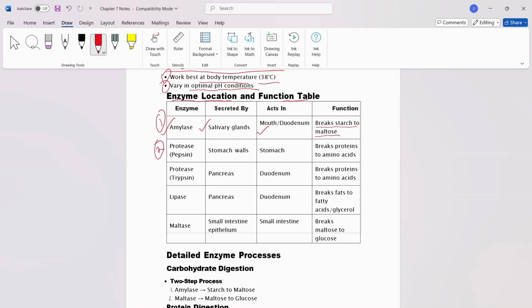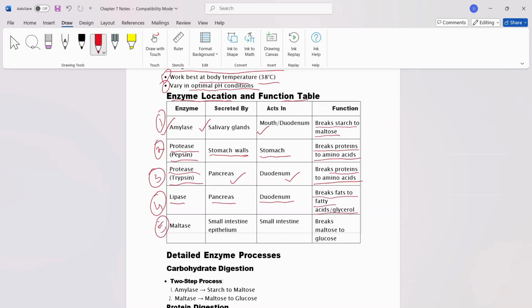Number 2 is protease, pepsin enzyme. It is secreted by stomach walls. It acts in stomach and its function is to break proteins to amino acids. Next we have protease, also called trypsin, secreted by pancreas, acts in duodenum, breaks protein to amino acids. Then we have lipase. It is secreted by pancreas. It acts in duodenum, breaks fats to fatty acids and glycerol.